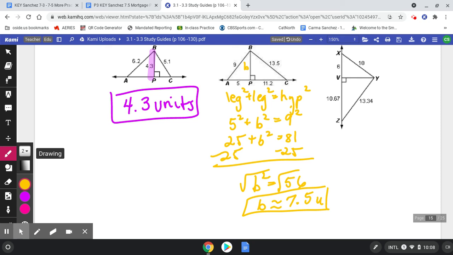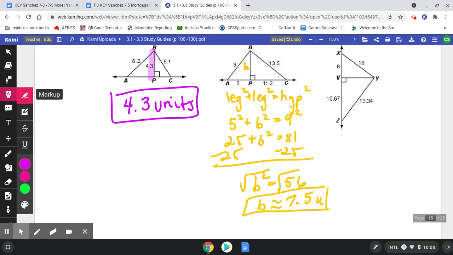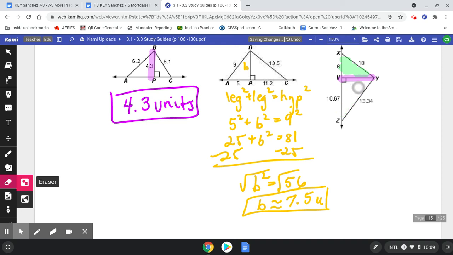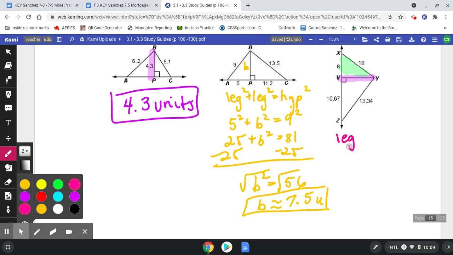What is the distance from point Y? So I'm trying to find this missing side length. Again, I have 2 choices. I can do this triangle for Pythagorean, or I can do this one for Pythagorean. But since I don't want to deal with decimals, I'm going to go for this one with the whole numbers. So I'm going leg squared plus leg squared equals hypotenuse squared.